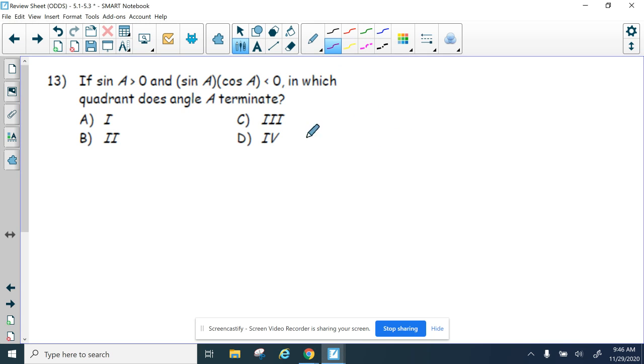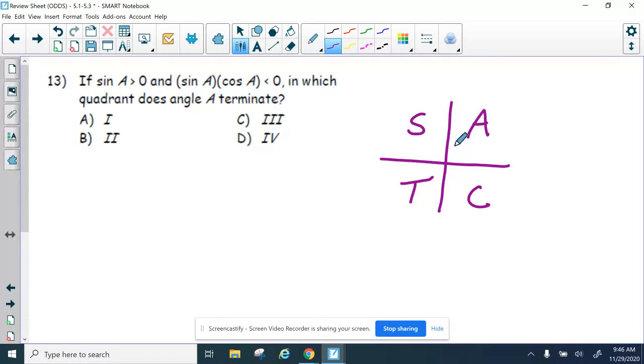Okay, so for number 13, we're trying to determine which quadrant that angle A would land in. So when it starts telling you about sine being positive and then the product of them being negative, what we need to remember is our diagram or our chart that helps us remember where each one of them are positive. That's what this is talking about here.